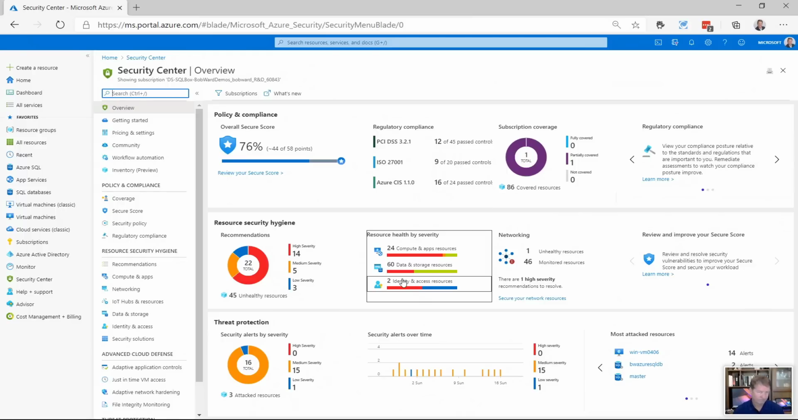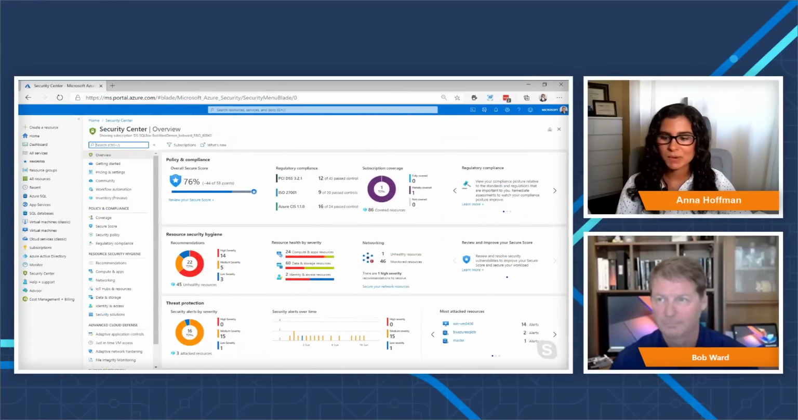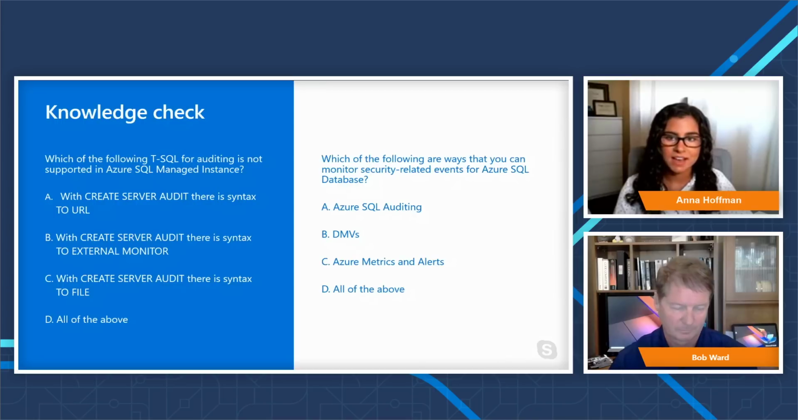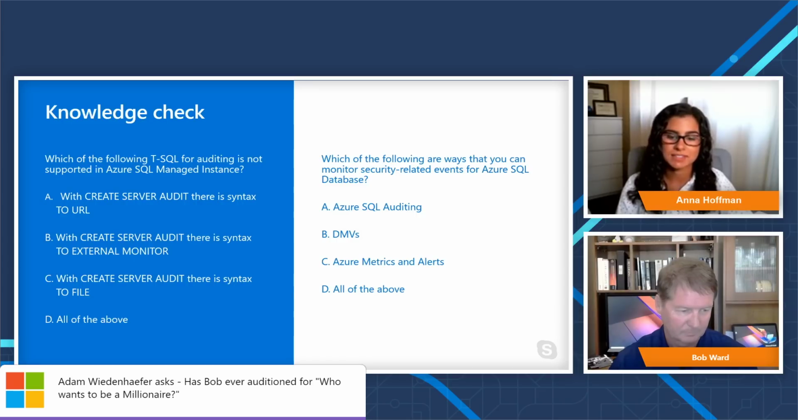Thanks, Bob. That's a really awesome, cool demo. I love that one. In the hands-on, you'll actually get the chance to trigger one of these yourself and see what happens and see how fast ATP is able to pick these things up.